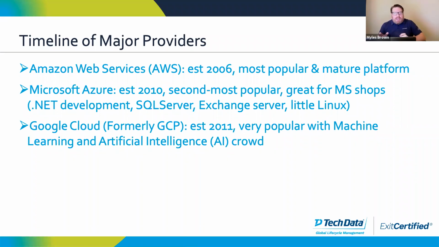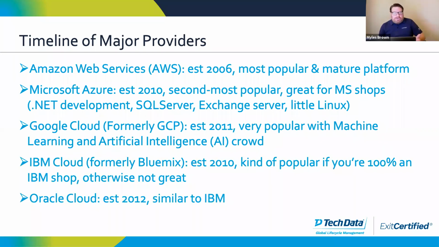It's really great if you're a total Microsoft shop. So if you're doing .NET development, and when you use a relational database, it's probably SQL Server, things like that. Google Cloud is very popular with the machine learning and artificial intelligence crowd, and we'll talk a little bit about why. Now, other traditional vendors like IBM and Oracle have their own clouds, but they are a little bit more niche and their usage is really dropping.